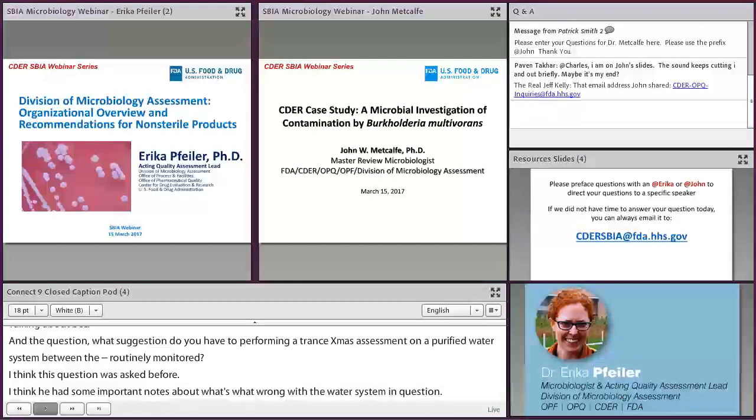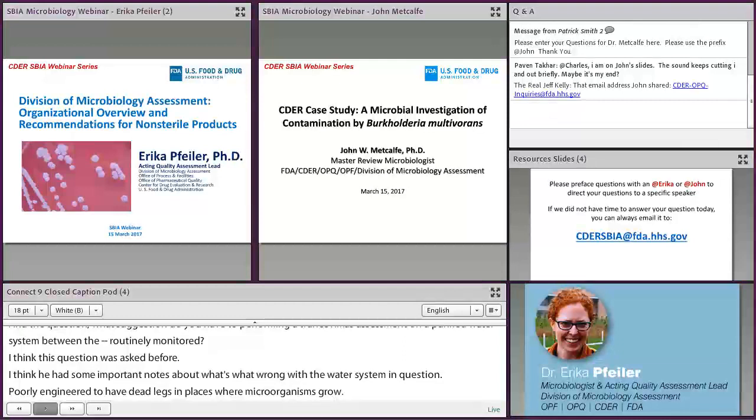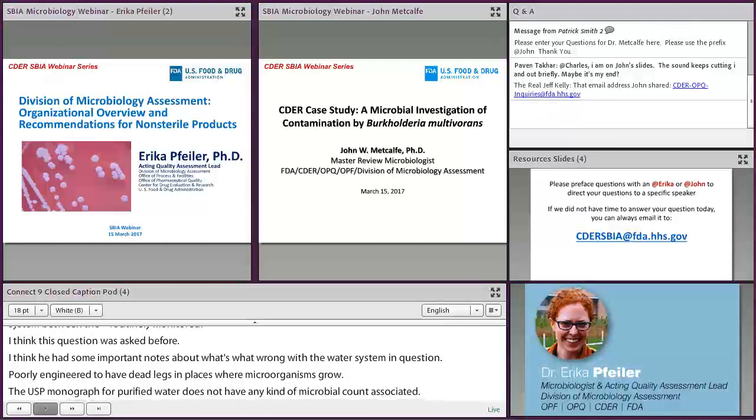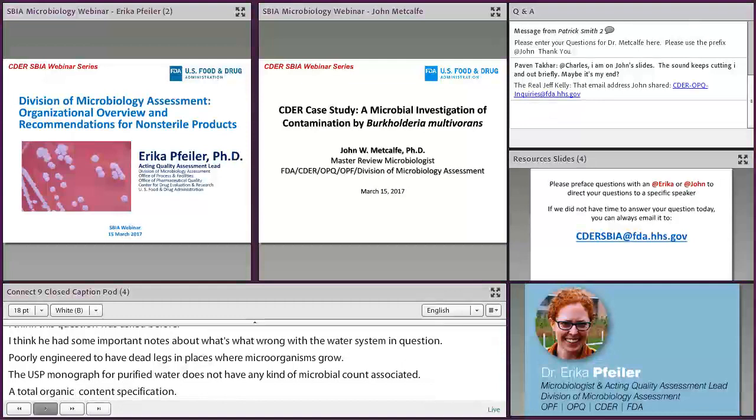I also note that the USP monograph for purified water doesn't have any kind of microbial count associated with it. It's just a total organic content specification. And so a total microbial count might be something that you want to look into for a purified water system, as well as monitoring for the presence of any gram negatives or specifically Burkholderia. Those would probably be some good approaches to take.